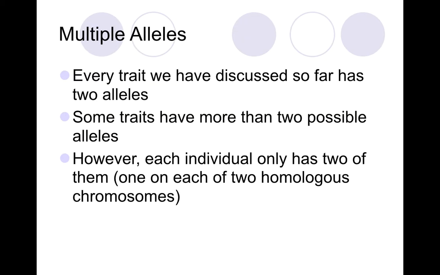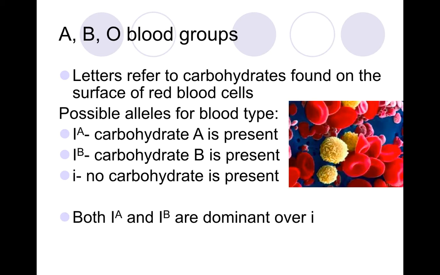Another example of when it doesn't follow the Mendel rules, has different rules, is when we have multiple alleles. So every trait that we have discussed so far, it only takes 2 alleles to show the phenotype of it. But, and you need to know this for your test, some traits have more than 2 possible alleles. Even though we can have more than 2 possible alleles, you still only get 2 of them that are going to show you the trait. But what then ends up happening is you have a much broader spectrum of what the phenotype can be. An example of a multiple allele is your blood type.